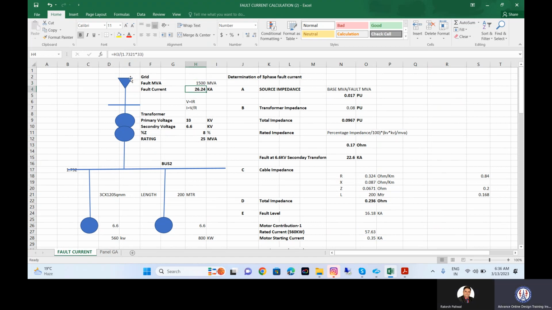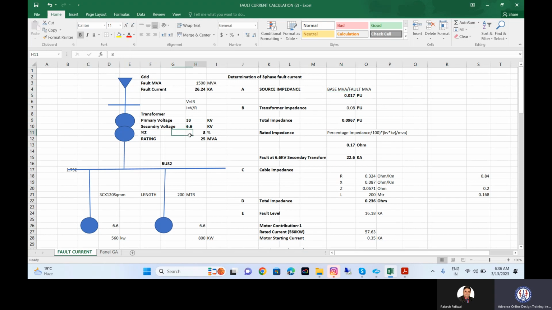So how can we determine the fault level at this point? Root 3 VI, the voltage and current. So this is the fault current which is coming from the source. Now, the next thing is the source impedance. Source impedance formula is base MVA divided by fault MVA. Base MVA is the transformer MVA, and this is the fault MVA. So 25 divided by 1500. Okay, this is the source impedance.